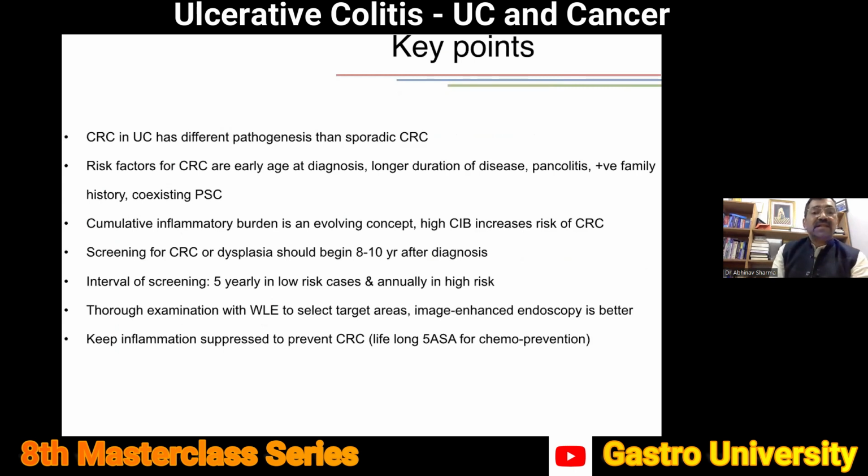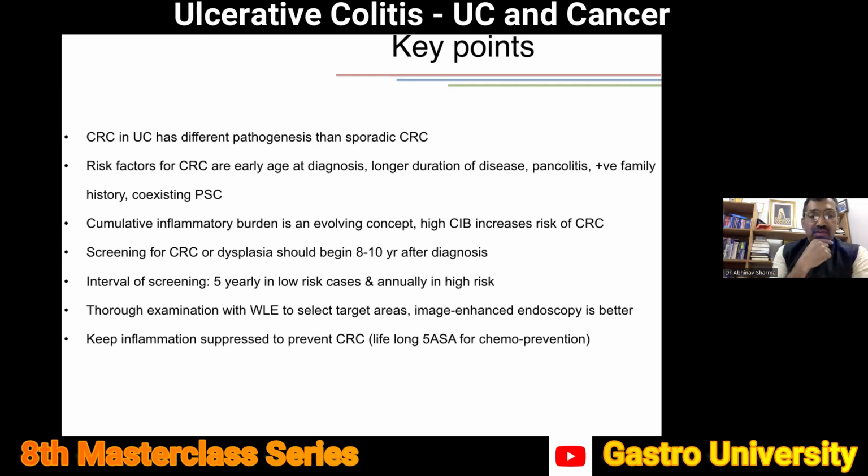Colorectal cancer in ulcerative colitis has a different pathogenesis from sporadic CRC. We are dealing with a slightly different disease. Risk factors are early age at diagnosis, longer duration of disease, presence of pancolitis, family history, and coexisting PSC. The cumulative inflammatory burden is an evolving concept. I feel this is a very good concept. High cumulative inflammatory burden means higher risk of colorectal cancer. So we don't have to look at a snapshot. We have to look at the whole reel, how much inflammatory burden has been there.